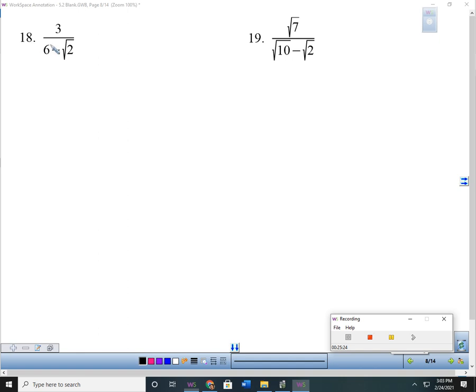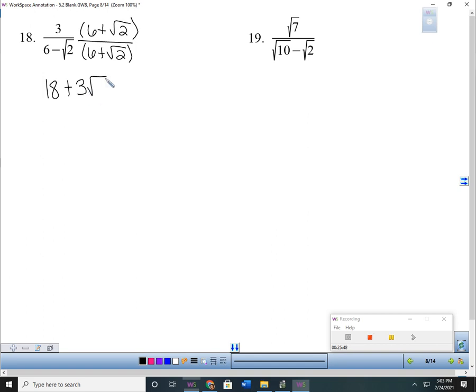On number 18, the conjugate of the bottom would be 6 plus the square root of 2. So I'm going to multiply top and bottom by that. So 3 times 6 gives me 18. And 3 times the square root of 2 is 3 square roots of 2.